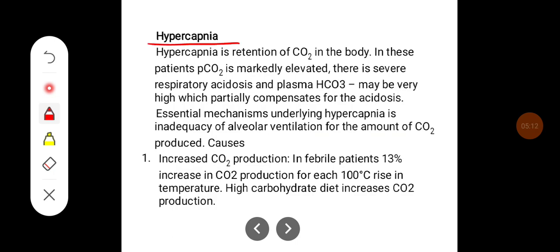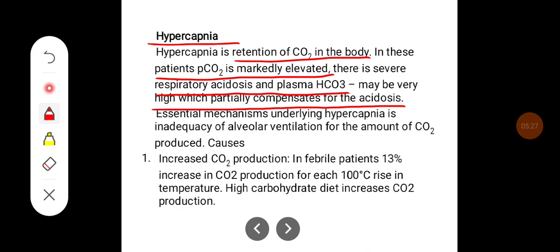Hypercapnia. Hypercapnia is retention of carbon dioxide in the body. In these patients, partial pressure of carbon dioxide is markedly elevated. There is a severe respiratory acidosis, and plasma bicarbonate may be very high, which partially compensates for the acidosis. The essential mechanism underlying hypercapnia is inadequacy of alveolar ventilation for the amount of carbon dioxide produced.